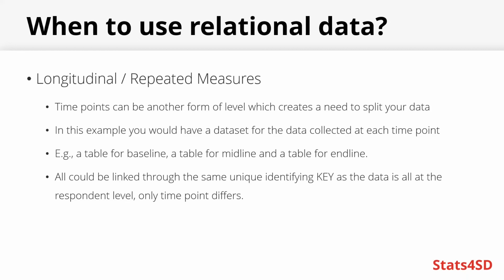Alternatively, it could be a good idea to use relational data for this same purpose, so that you have individual data sets for the data collected at each time point. So you could have a table for your baseline, a table for your midline, and a table for your endline. And again, this would be an example where the primary keys would directly link, perhaps because each table is the same unit of analysis, it's the same household, just the same household at different time points. So it would just link straight together. So your primary keys might be directly the same.